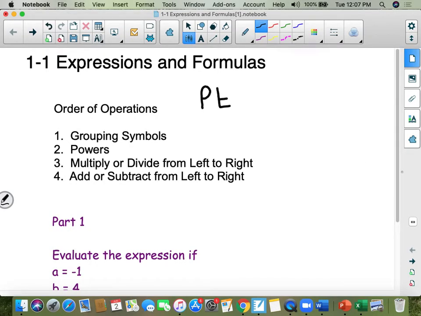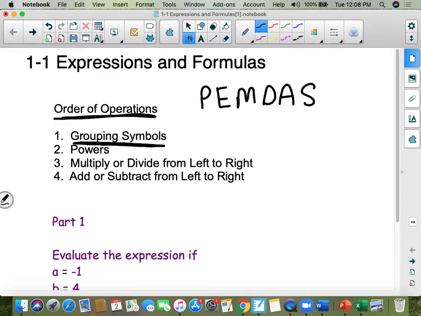PEMDAS. I think you have heard of PEMDAS. The first thing you're supposed to do is called the order of operations. Your grouping symbols are the first thing you have to do. Parentheses are your grouping symbols. After you do your parentheses, powers are next.